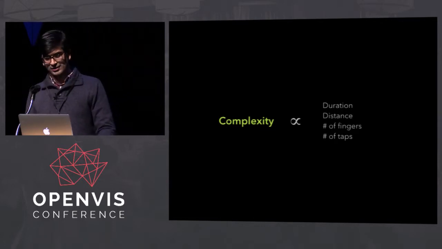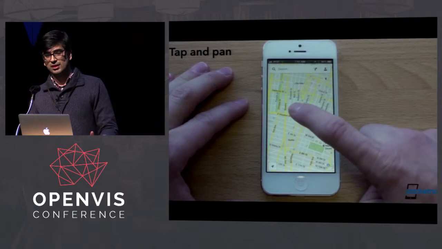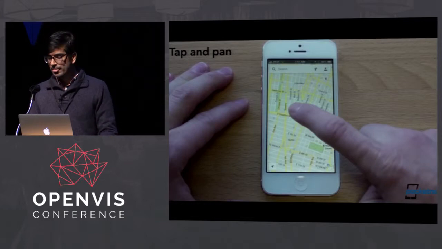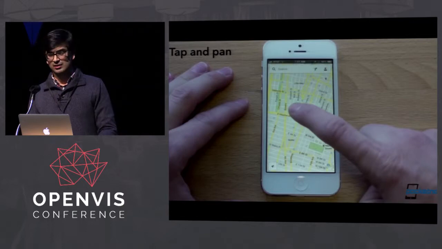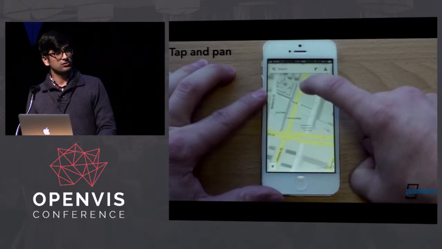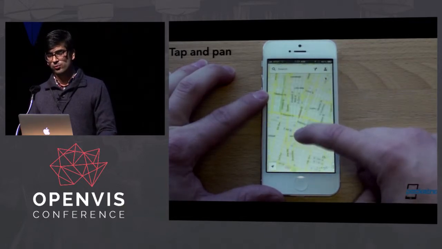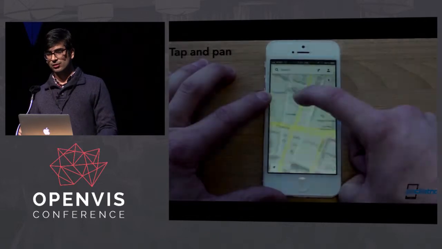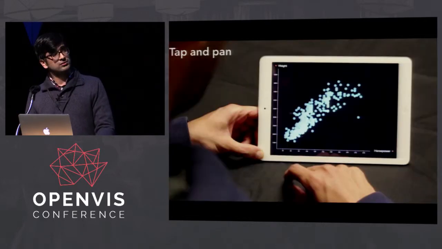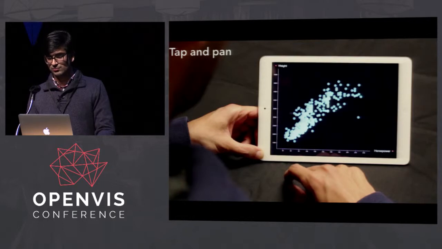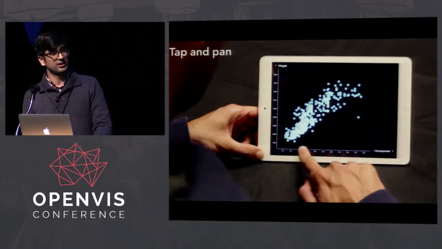An example that we did use in our system was tap and pan. This is a gesture that's commonplace, at least in the Android OS. Here's somebody using this gesture to zoom in Google Maps using just one finger. You tap once, and then you tap again, but without lifting your finger, you just drag it around. We actually use the same gesture in our system to select a range of values on the x-axis.